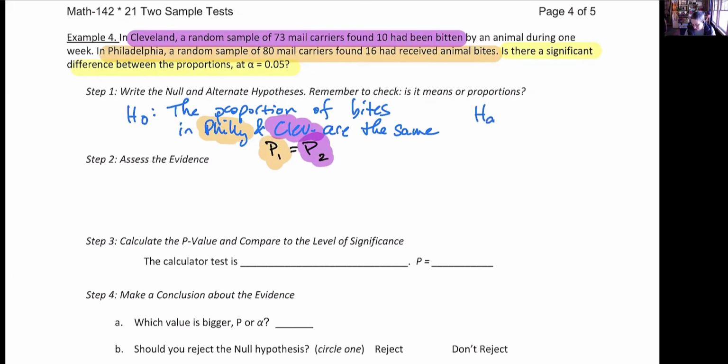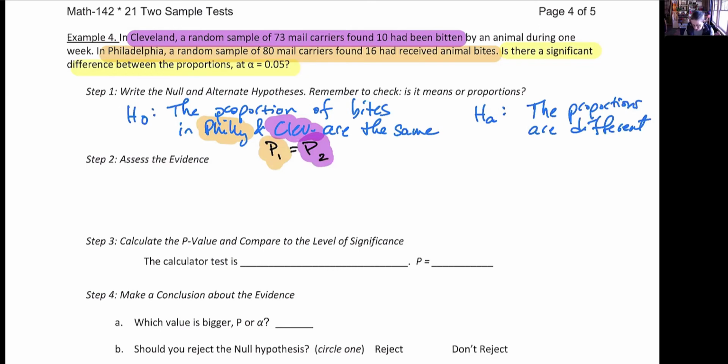My alternate hypothesis is that they are different. Is there a significant difference between the two proportions? I'm not trying to say that one's bigger than the other. I just want to say that they're different. So my default is that there is no difference, that they're exactly the same. My alternate then is that they're different.